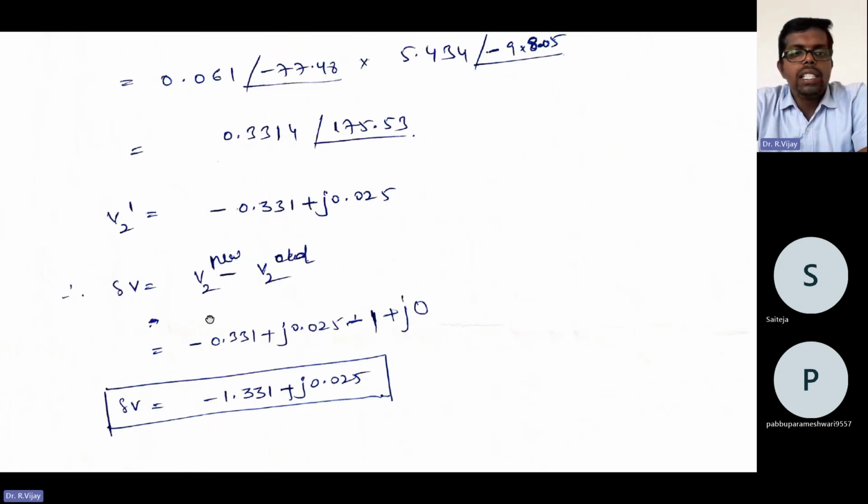Next, what is the change in voltage here? V2 new minus V2 old. V2 new we already calculated, minus V2 old. V2 old is mentioned in the problem, that is 1 plus j0. Simplify this, and you will get the change in voltage as minus 1.331 plus j into 0.025. This is the change in the voltage.